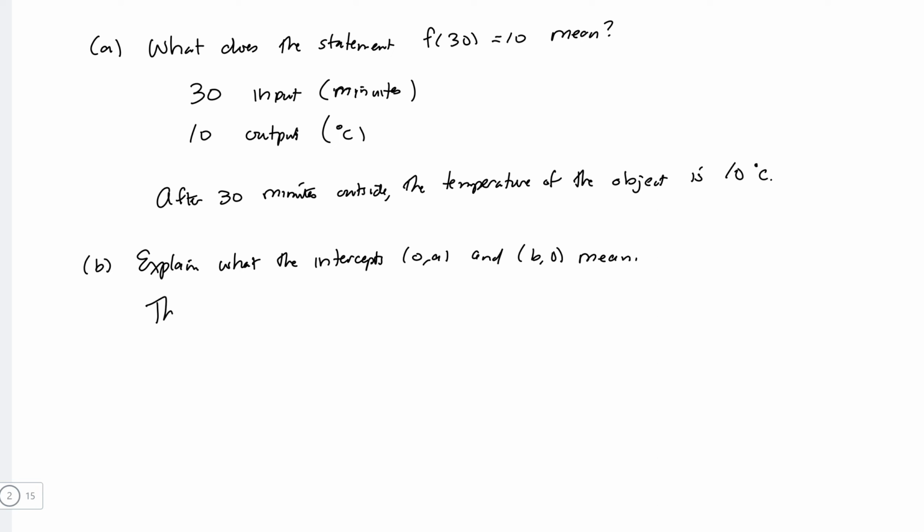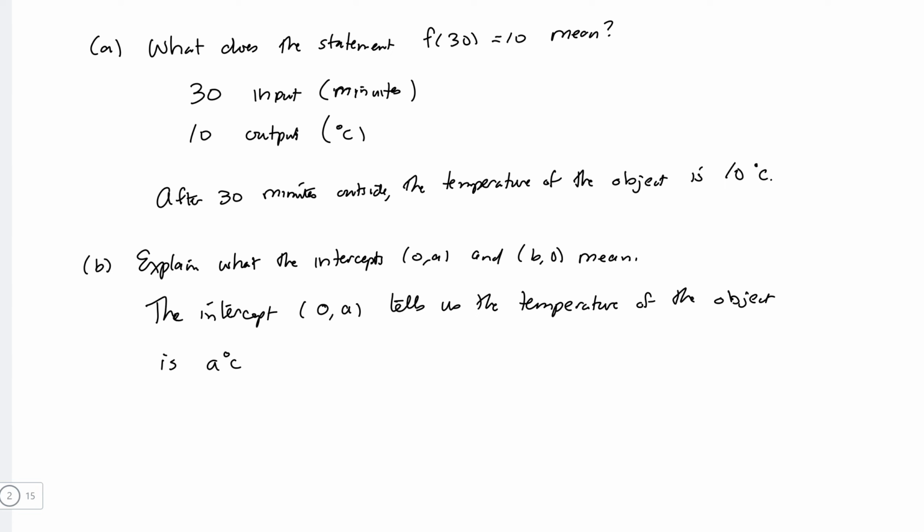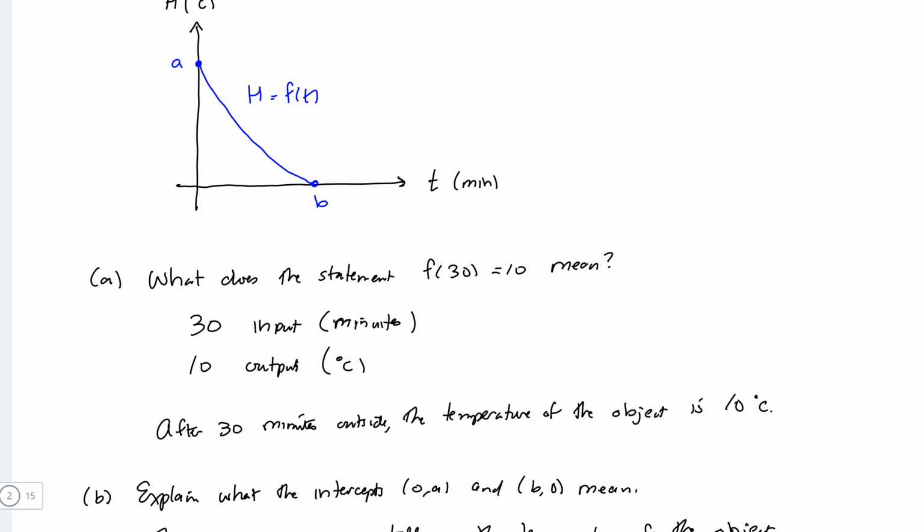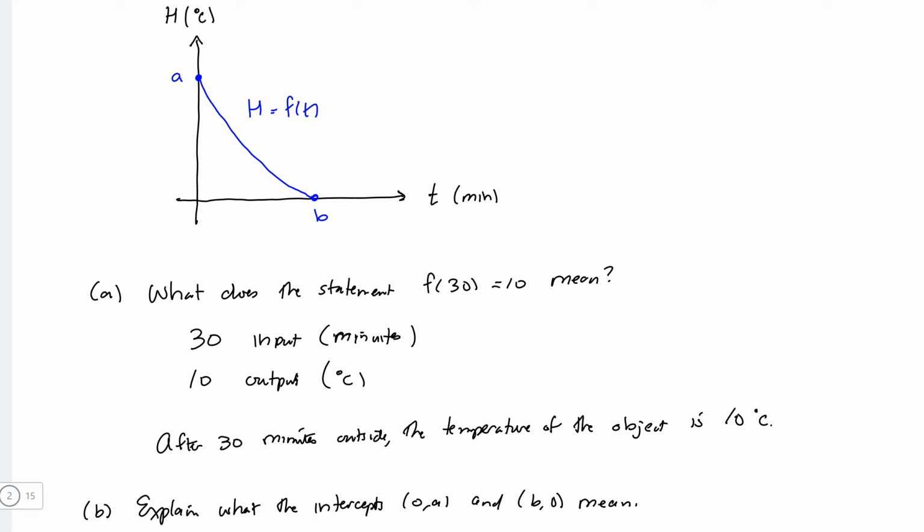So the intercept 0, a tells us the temperature of the object is a degrees Celsius when it is placed outside, right? Because it's placed outside when t is equal to 0, and that's where that a would be corresponding to.